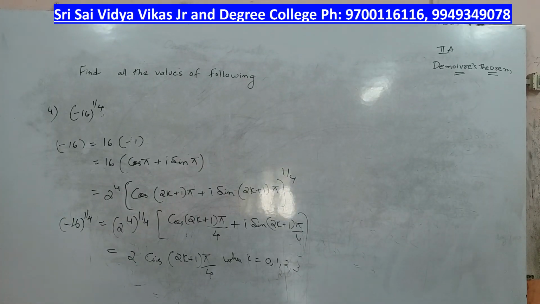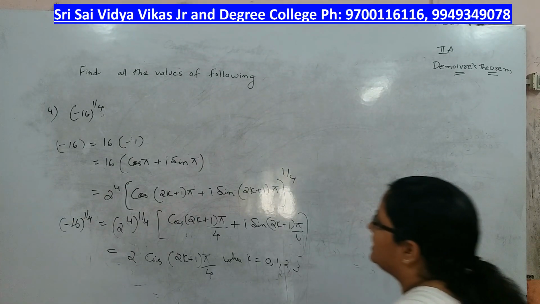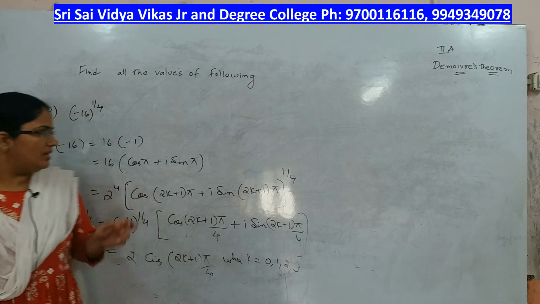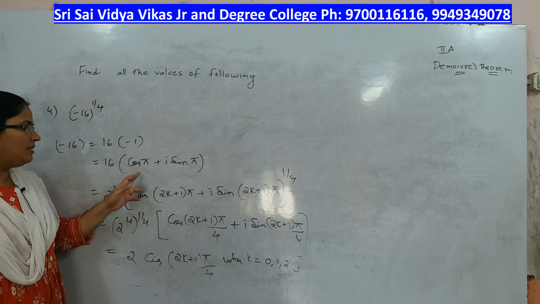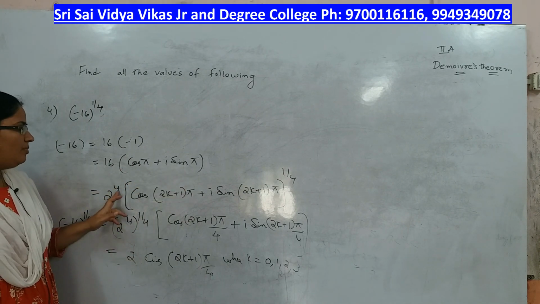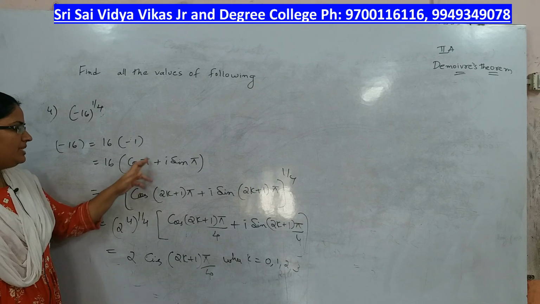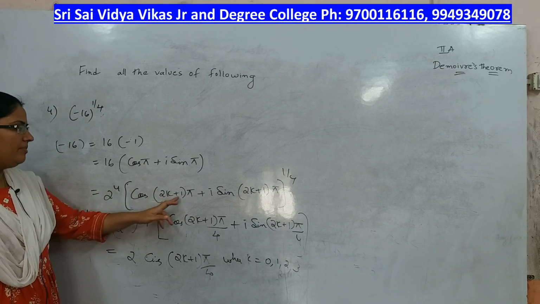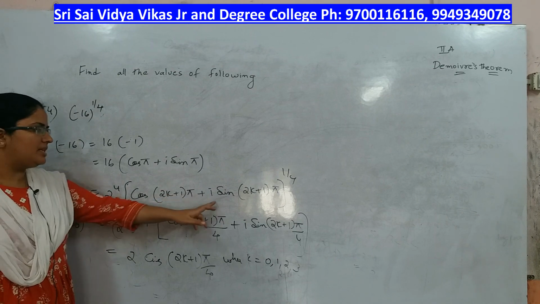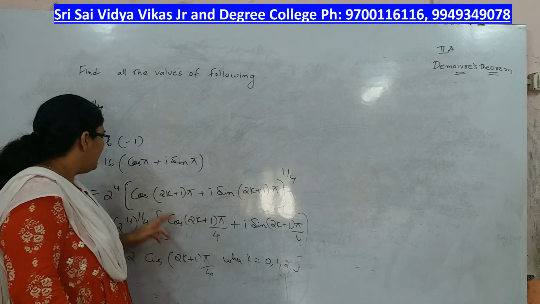Our next problem, (-16) whole power 1 by 4. Minus 16 can be written as 16 into -1. 16 into -1 is nothing but cos π + i sin π. 16 can be written as 2 power 4. The value repeats for every odd interval of 2k + 1. So here you write 2^4 (cos (2k + 1)π + i sin (2k + 1)π).